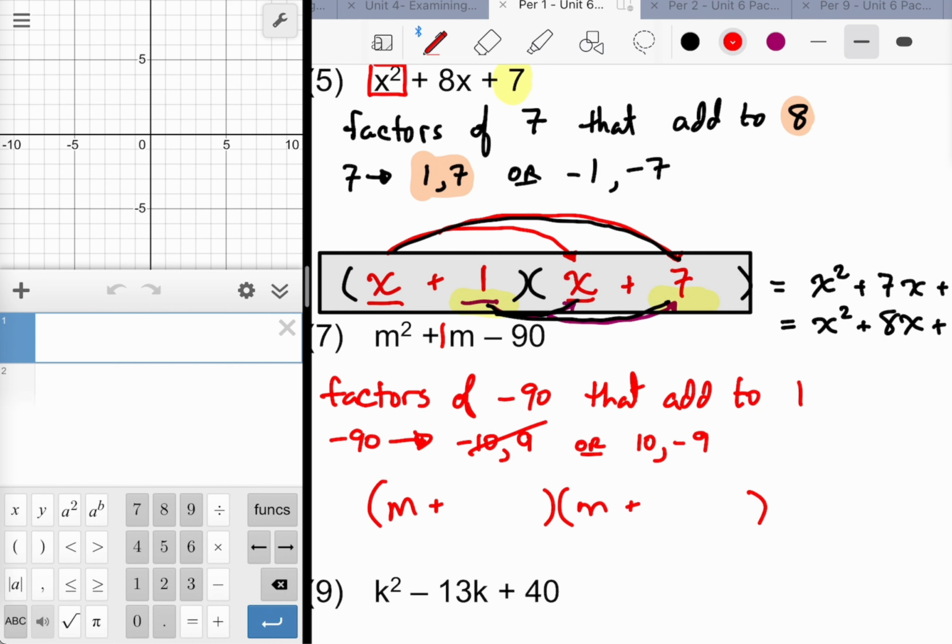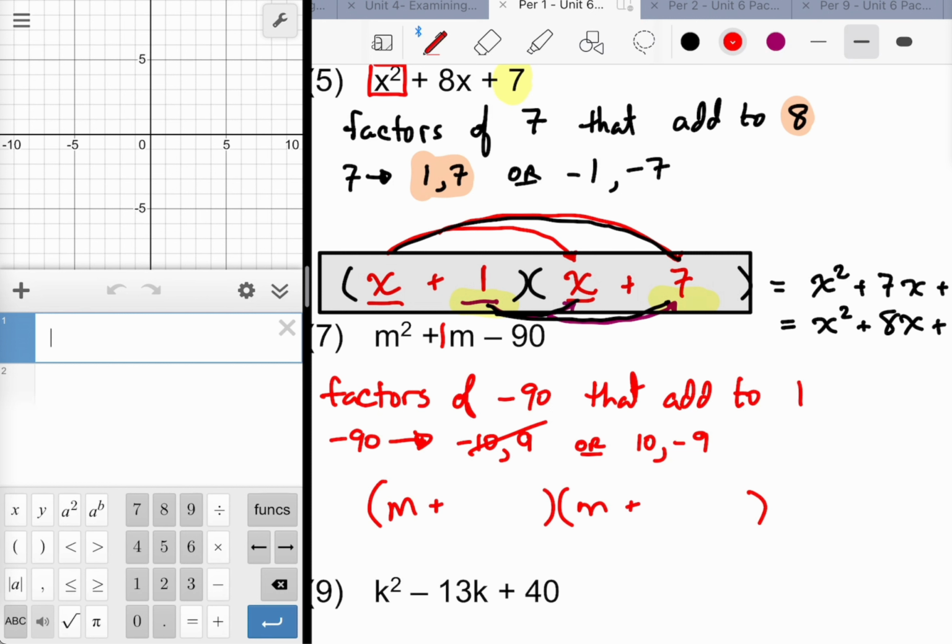You don't even know. It could be 90 and 1. 90 times 1 is 90. It all depends on what that middle number is, right? So you start off with what you suspect to be the correct value or pairing, try it out, and if it doesn't work, then you go back to the drawing board.